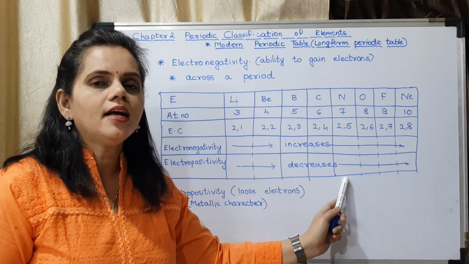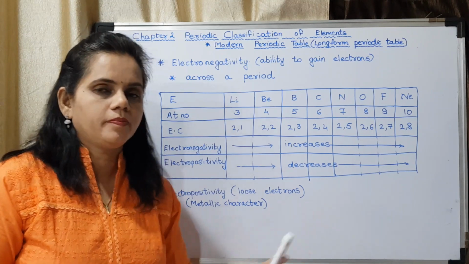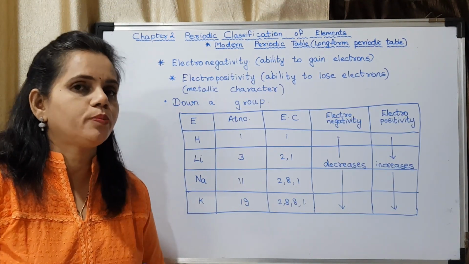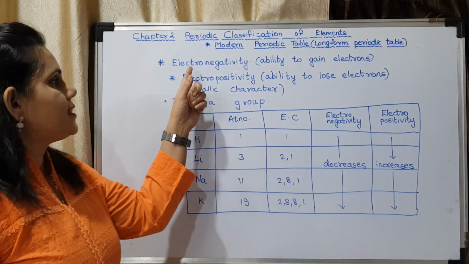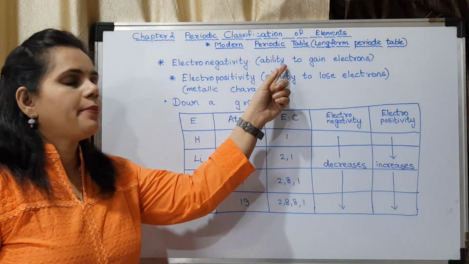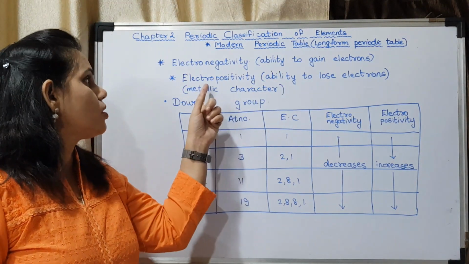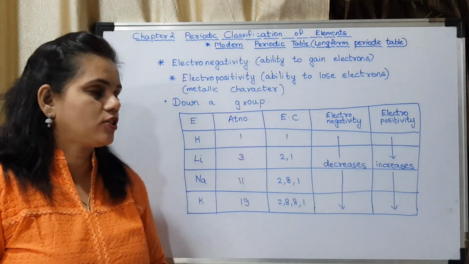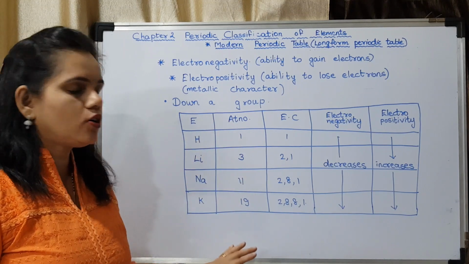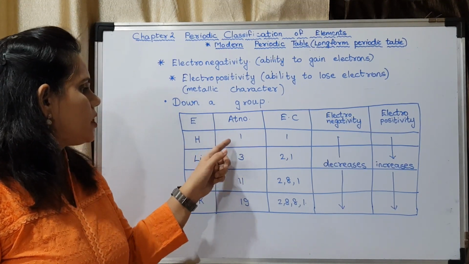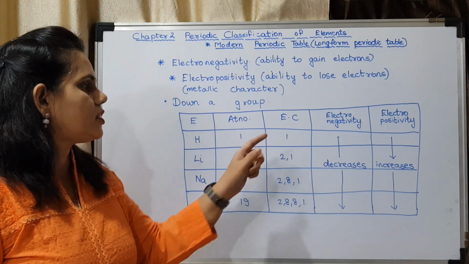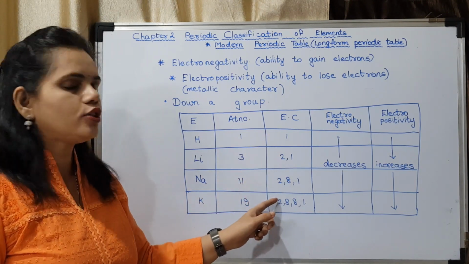Now we will see what happens down a group. You may see the table. What is electronegativity? It is the ability to gain electrons. What is electropositivity? It is the ability to lose electrons. So you may see when we go down a group, hydrogen 1, lithium 3, sodium 11, potassium 19, the electronic configuration is 1; 2,1; 2,8,1; 2,8,8,1.